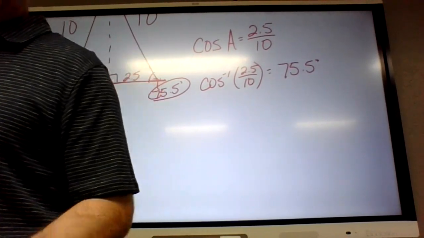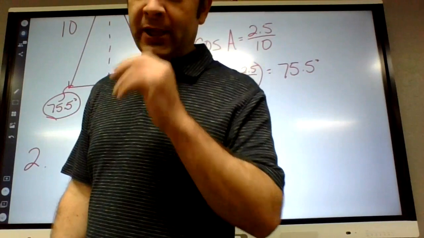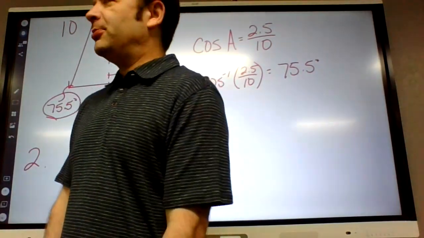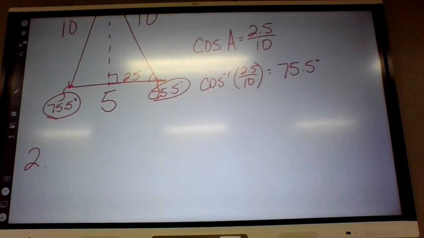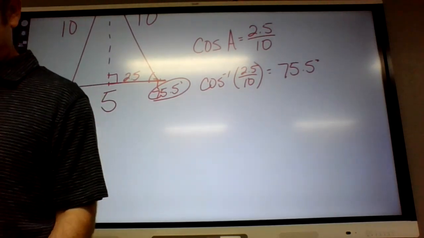At a distance of 100 meters, the angle of elevation of the tree. So, why don't you guys read number 2 and see if you can get the picture, draw a picture on your own. Everybody try number 2.